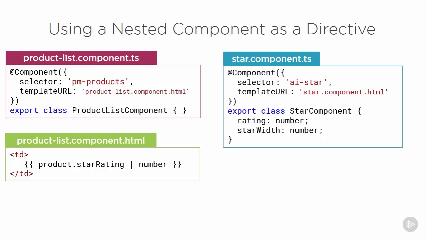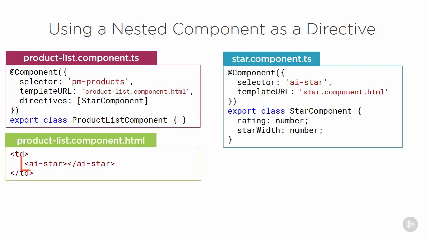Instead of displaying the star rating number, we want to display the stars. So the container component uses the nested component by specifying its directive here. This identifies where in the container to place the nested component's template. And the directives property in the product list component metadata defines where to find the directives component. Let's jump right back to our demo.